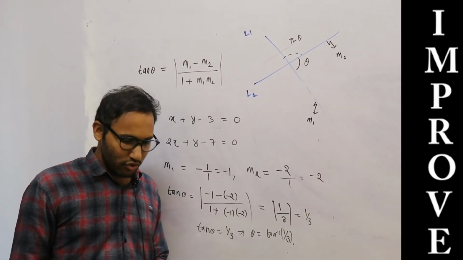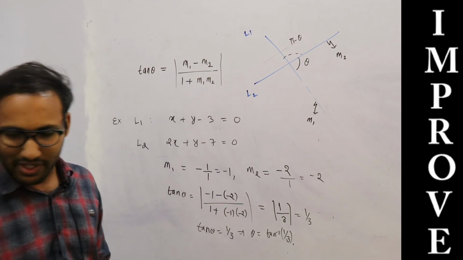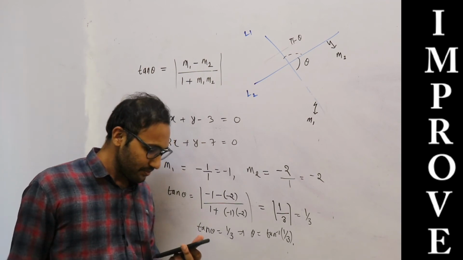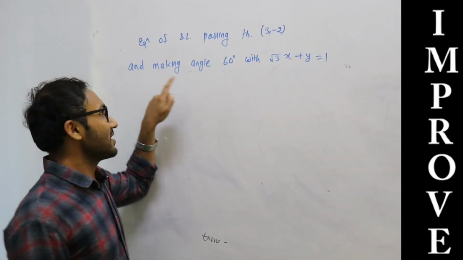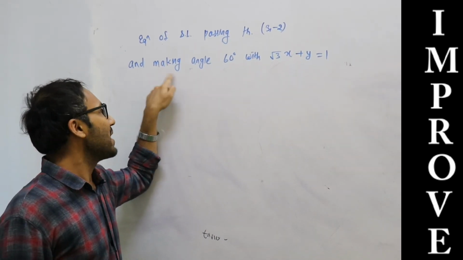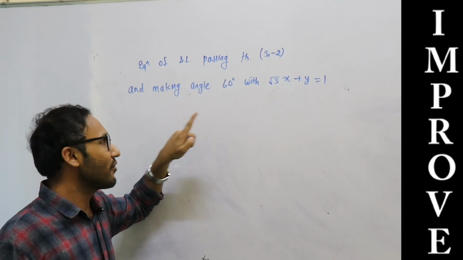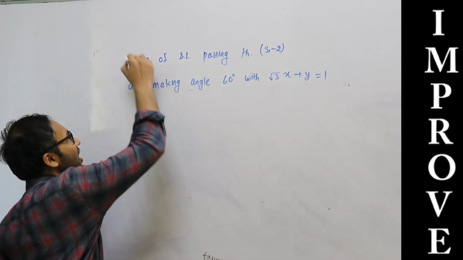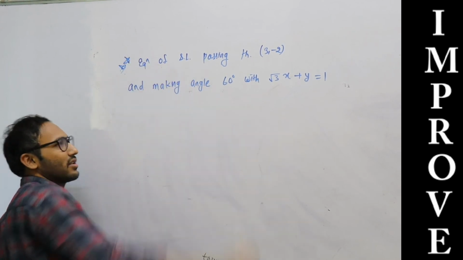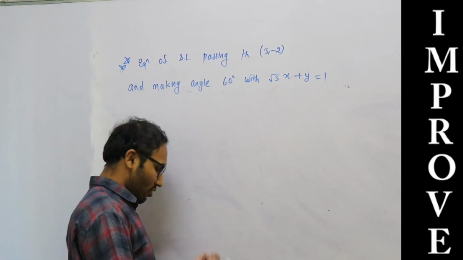Let's do another question. I have a question, and I will solve it and show you. You have to find the equation of a straight line which is passing through (3, minus 2) and making an angle of 60 degree with root 3x plus y is equal to 1. Questions of this type come a lot in JEE, so watch carefully how I do it.